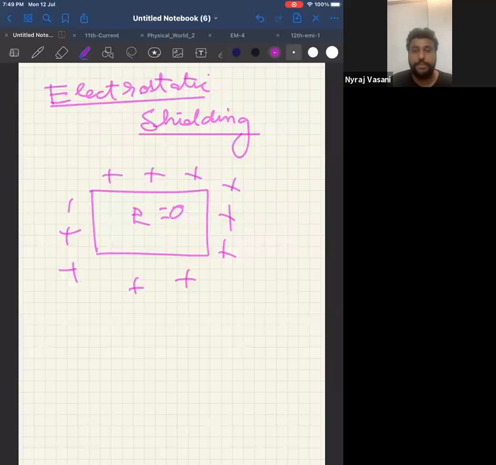Start writing quick. This is your topic of electrostatic shielding. I'm telling you to write because exactly the same topic is there even in your 12th standard boards. So if the question comes for 2 marks even in boards, you have to write this particular paragraph. Start writing.